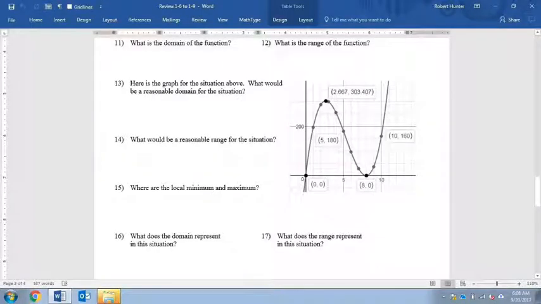Alright, this is Algebraic Reasoning Review 1.6 to 1.9. Problems number 11 through 17. Basically these are just reading the graph to figure out what's going on. Remember, the graph actually goes forever in both directions. But we're talking about the domain and range, which are your x values and y values, of the function versus your actual real life situation here.